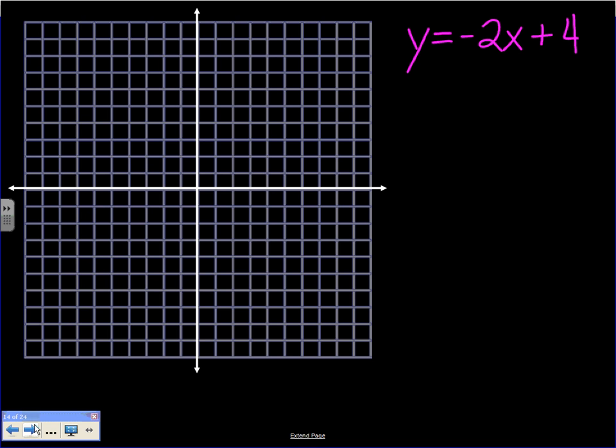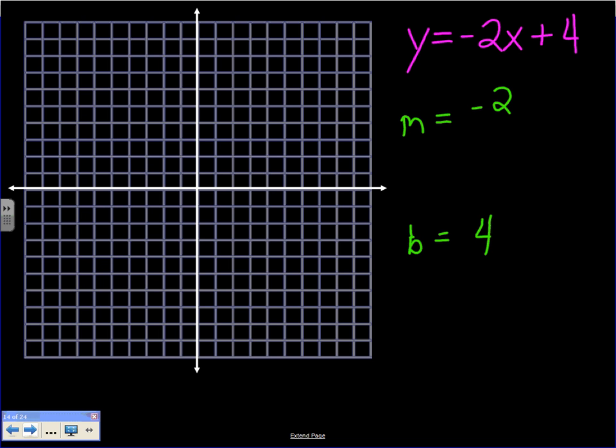Now, let's graph. And we're moving into graphing. If you have that equation up there in the top, y equals negative 2x plus 4, your first step should always be to identify the slope and the y-intercept.